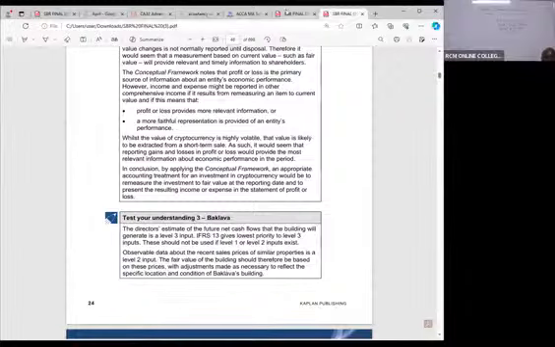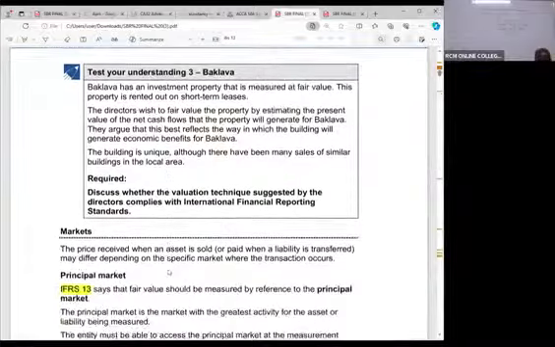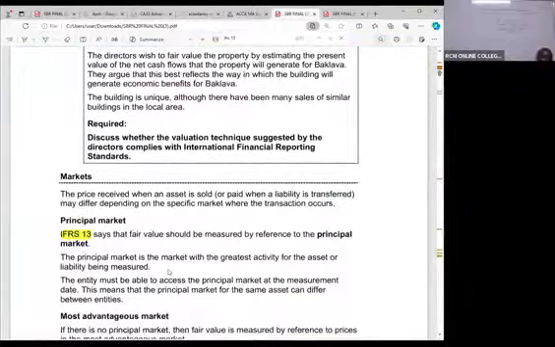Ladies and gentlemen, from there, we go straight away to markets. Very, very common. If you did last semester's exam, they gave us a question from this area. Markets. The price received when an asset is sold or paid when a liability is extinguished may differ depending on the specific market where the transaction occurs. We have got 2 types of markets. We have the principal market, and then we have the most advantageous market.